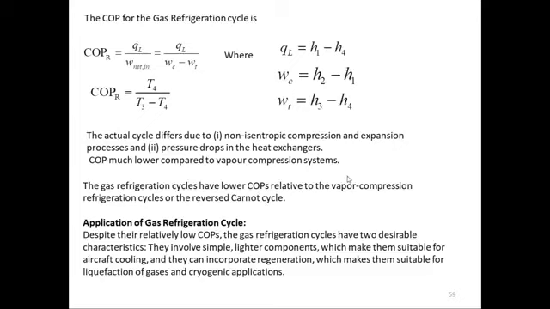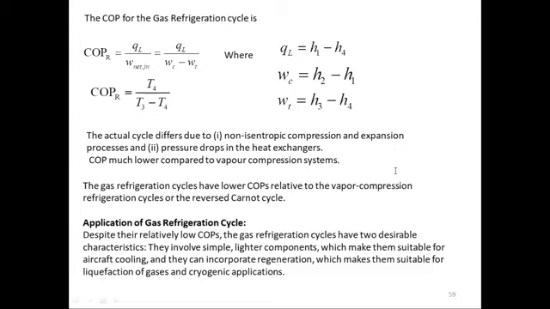COP in the gas refrigeration cycle deviates from the reverse Carnot cycle because the heat transfer processes are not isothermal. In fact, the gas temperature varies considerably during the heat transfer process. Consequently, the gas refrigeration cycle has lower COPs relative to the vapor compression refrigeration cycle or the reverse Carnot cycle, because it is working on the sensible heat. So that's why its COP will not be as high as the vapor compression process. It will always be lower.